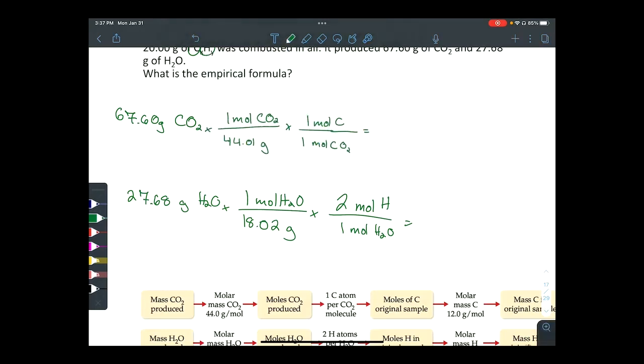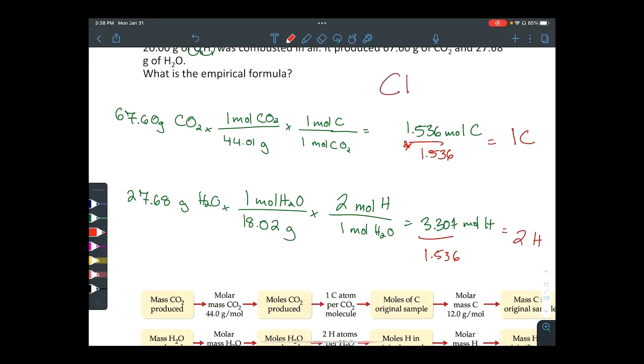So then once you do that, okay, where are we? We get 1.536 moles of carbon and 3.307 moles of hydrogen. Is that my empirical formula? No. So now it's exactly like we did before. We have moles of each element. So we identify the smallest one, the carbon one, and we divide both of them by 1.536. So you get that there is 1 carbon for every 2 hydrogens. And so the empirical formula here will be CH2.